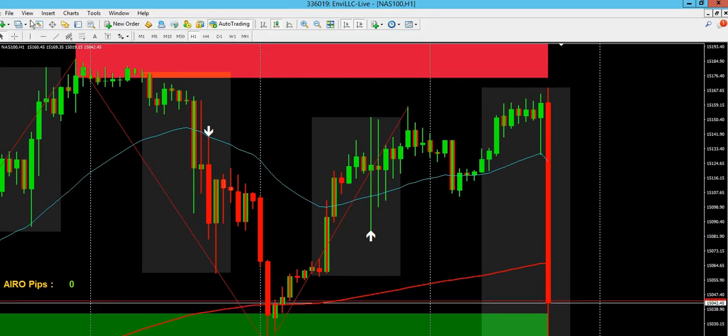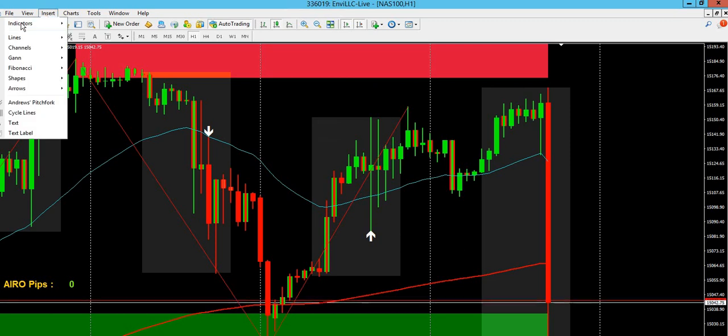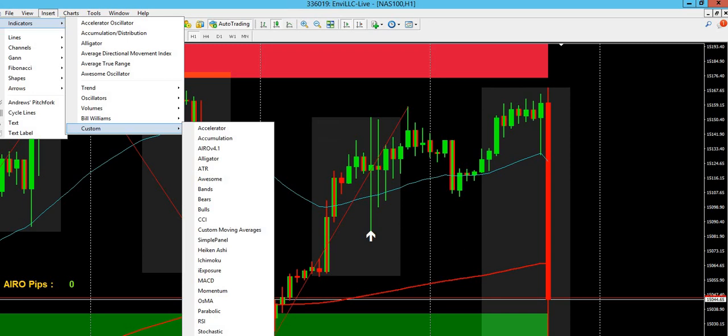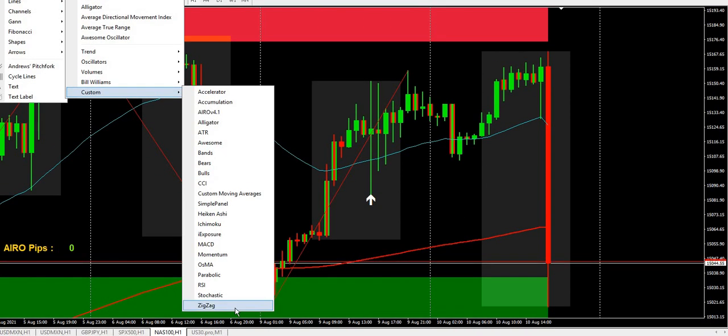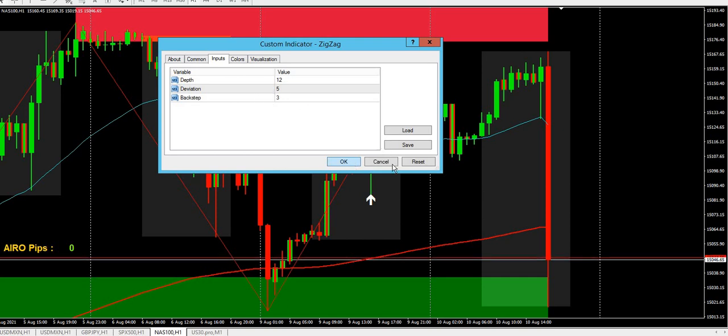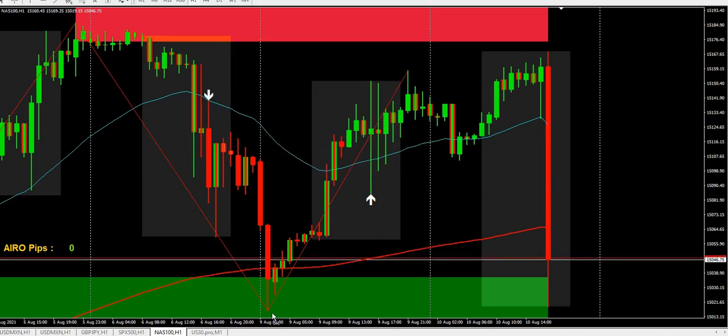Okay? The zigzag indicator is real easy to put on. You go to insert, indicators, custom, and then zigzag. You know, you scroll down, zigzag. Okay? Click on it. I just use the regular default. Hit OK. Boom. Change the color, whatever you want.